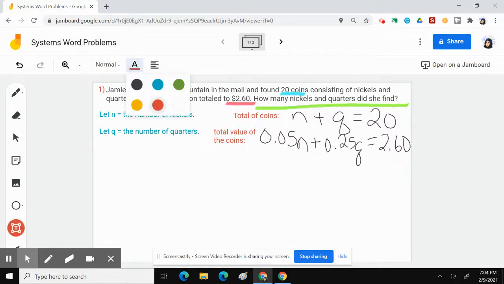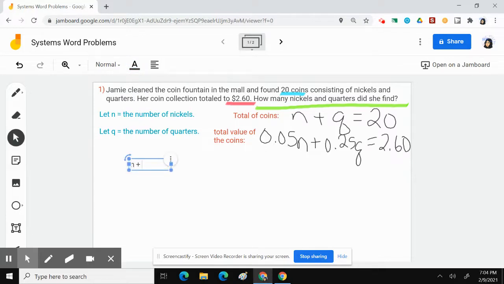Now that we have our two equations, we can go about actually solving our system. So I'm going to go ahead and just rewrite this for a moment. I have 0.05n plus 0.25q equals $2.60. All right. Now we can solve this system using one of two methods. We can use elimination or we can use substitution. Elimination, remember you want your variables lined up like I have here, and then you want to cancel one. While on the other hand, substitution, you want to have a variable by itself.